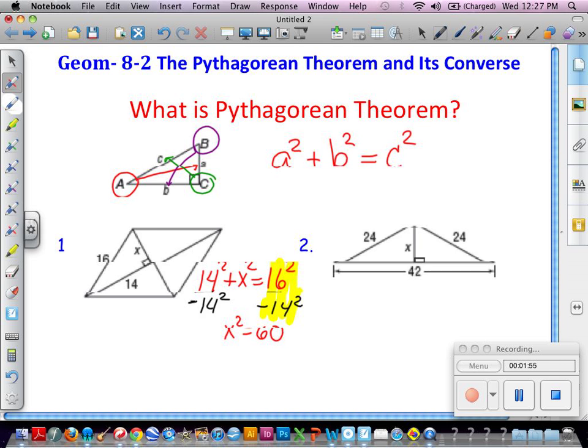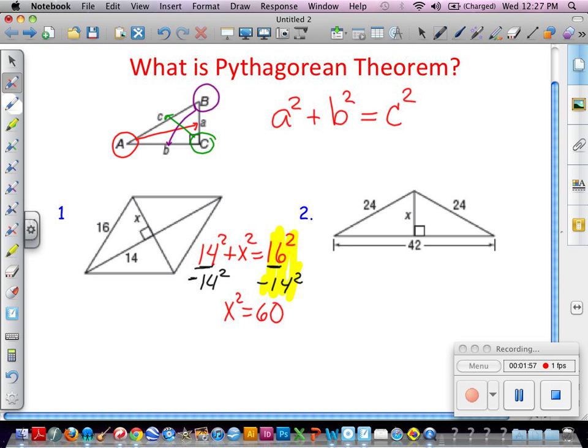Now, what we usually do is we just punch that in our calculator and write our decimal down. In this chapter, part of our focus is on radicals. So we're going to simplify that radical. I like to work with perfect squares. So I'm going to take the square root of each side. X equals the square root of 60.